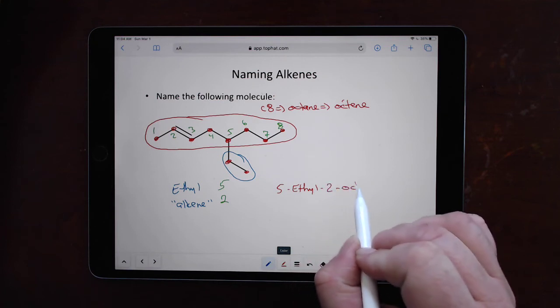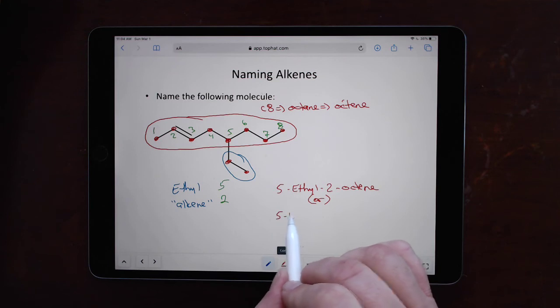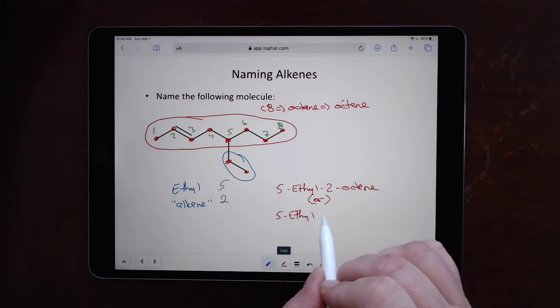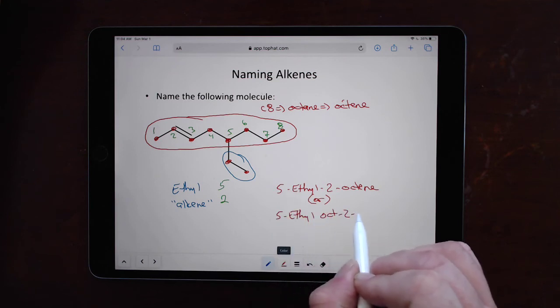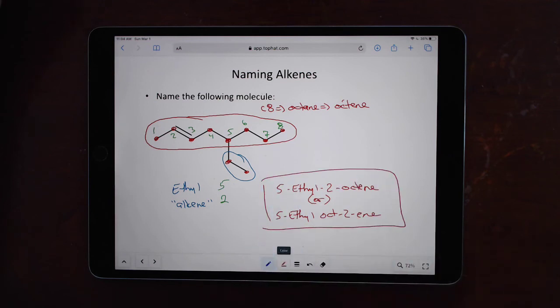Okay, and so with that, it's going to be 5-ethyl, 2-octene, or you can write it as 5-ethyl-oct-2-ene. You can do either one, whatever you feel comfortable with. Okay. Notice I did not write octene or alkene in here. That's what the -ene is for. It starts at carbon 2, so it goes from 2 to 3.